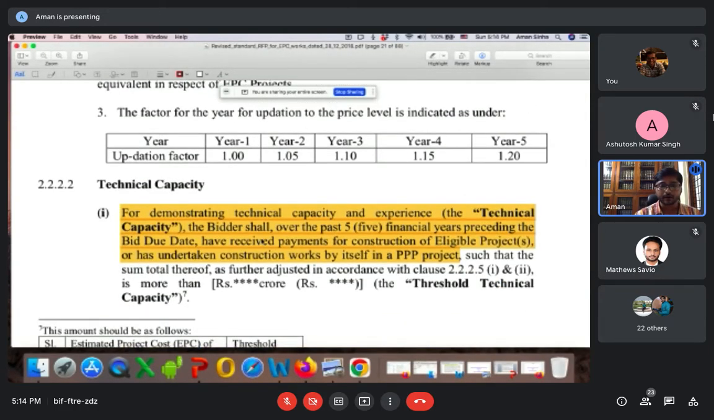That is what I was talking about before, the technical capacity. For demonstrating technical capacity and experience, the bidder shall, over the past 5 financial years preceding the bid due date, have received payments for construction of an eligible project. It says that the bidder has previously done work of such magnitude, and that will be seen and counted as the technical capacity of the bidder.